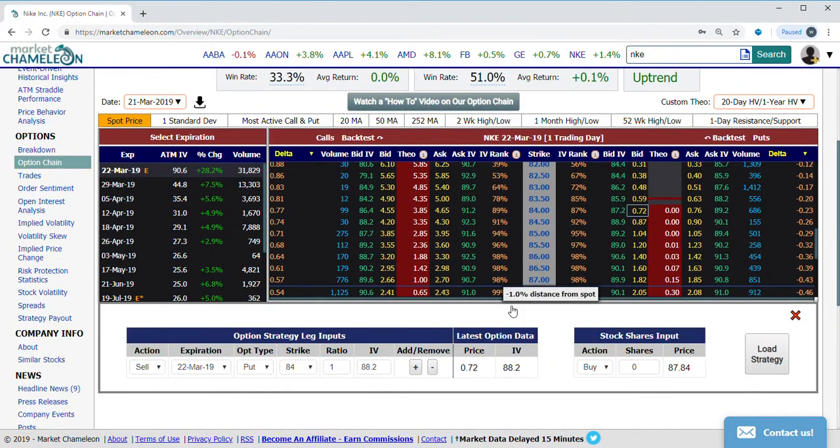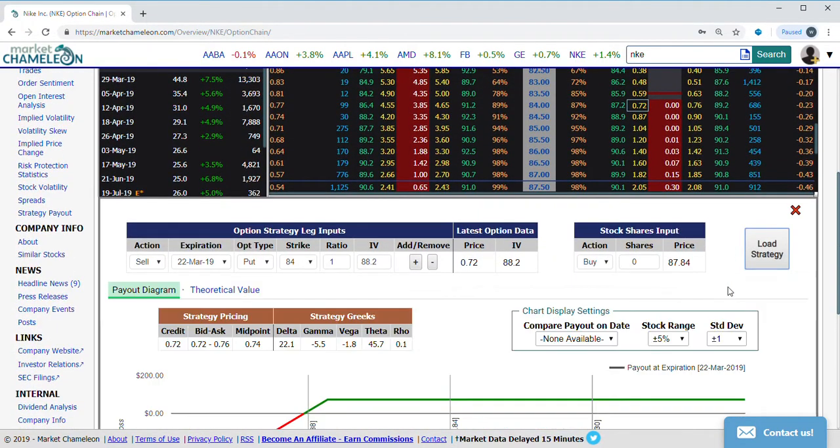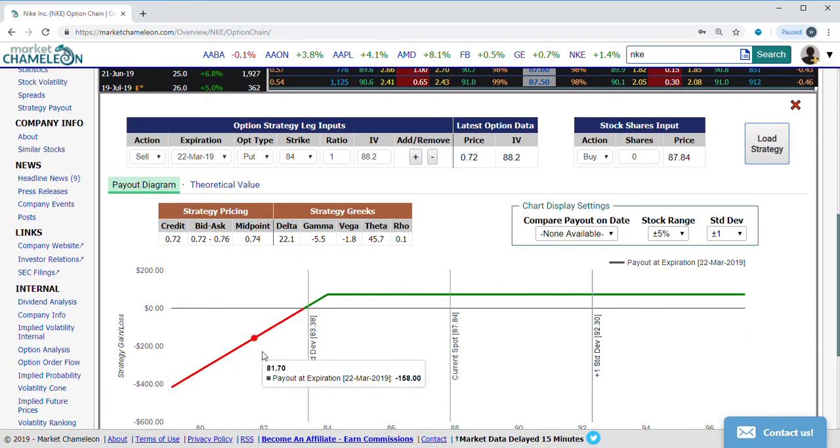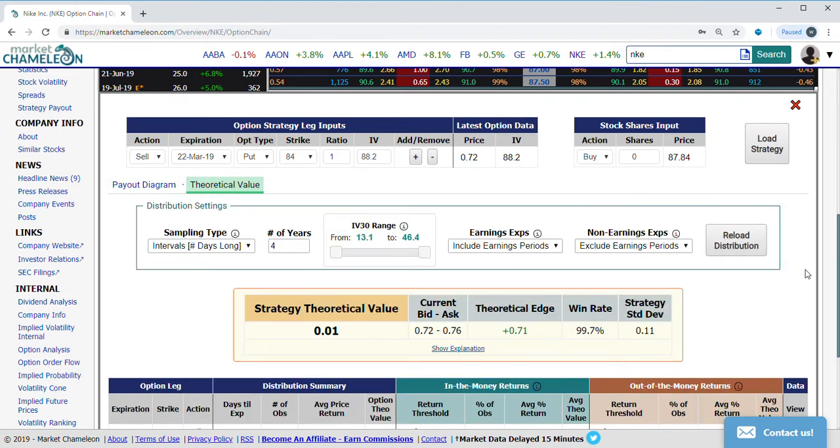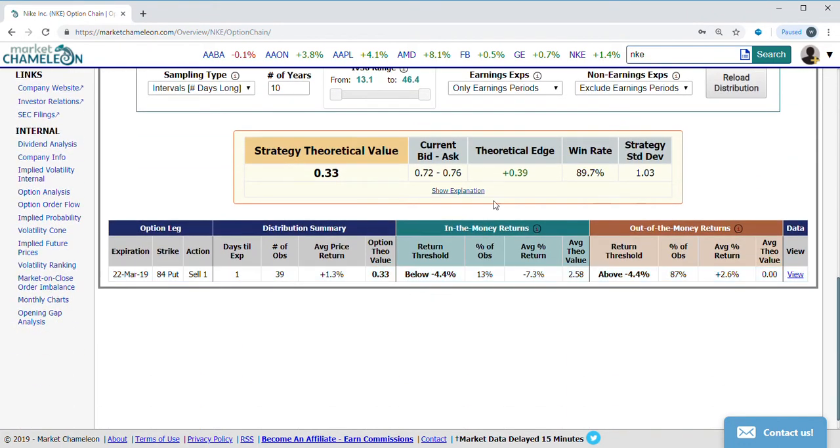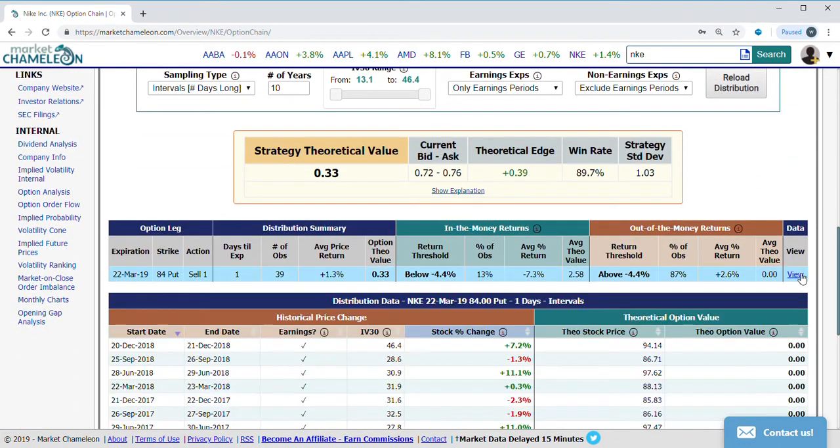So I'm just going to pop open a diagram here at expiration. This is basically how the option profit and loss would look at expiration. But let's just take a look at the theoretical value of that option. And I'm going to set this for 10 years of history, and I'm only going to look at earnings periods. So what this is going to do is just look at 10 years of history just around earnings for this one day. And now going down to the data, I'm going to just open this up.